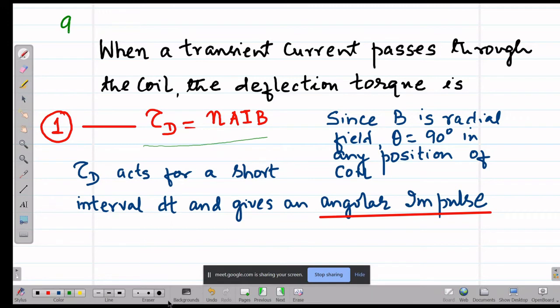Now when a torque acts on any system, it has a turning effect. And the turning effect will give rise to what is called angular impulse. Here you should know a little bit of mechanics. For linear motion, that means motion in a straight line, if a force acts on a body, then the force will create what is called linear impulse. You know what is impulse? Impulse is nothing but change in momentum.